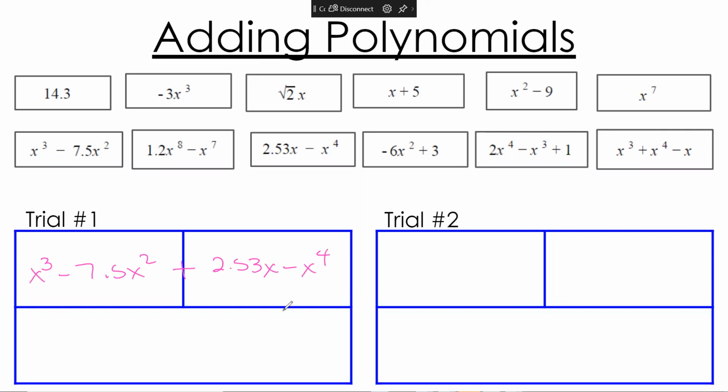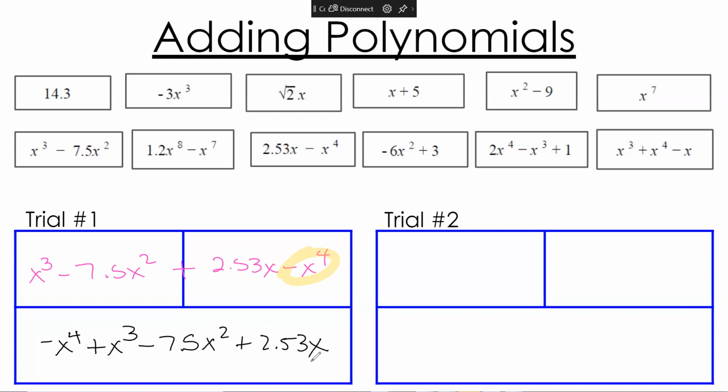Okay, so when we add these together, keep in mind that you always want to have your biggest exponent going first. Looking at this, what's our biggest exponent? X to the fourth. Can we add that to anybody? No. We're just going to write that down at the bottom, so we're going to say negative X to the fourth. What's the next highest exponent? Can we add that to anything? No, we're going to bring that down. What about the next one? Okay, so we got negative 7.5 X to the second, and then we got that little 2.53 X out here.